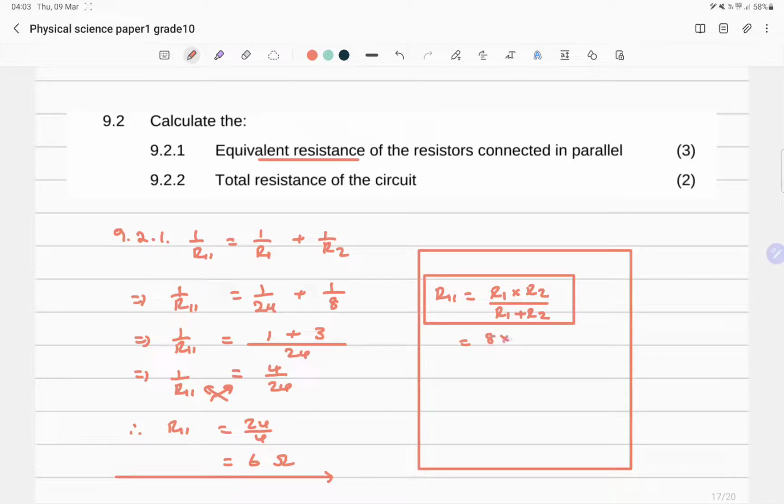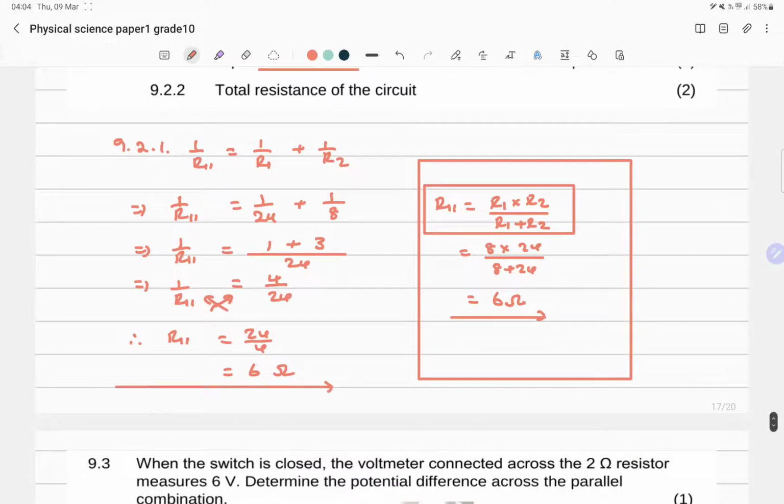R1 was 8, R2 was 24, so 8 times 24 divided by 8 plus 24. And let's do it. 8 times 24 divided by 8 plus 24 is 6 ohms. So do you see, it's much quicker than the long route. So you can choose what works.